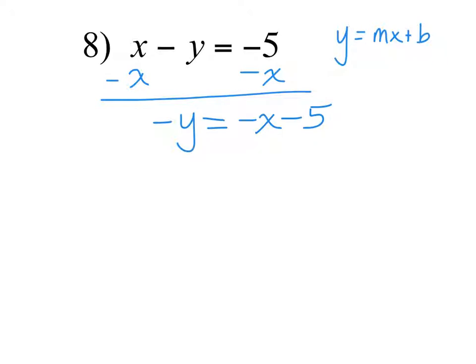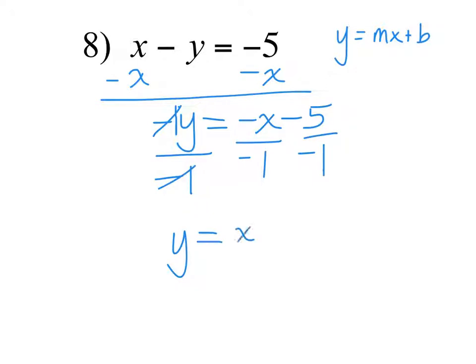Then, as we look at this, is y by itself? Well, no. Technically, there's a 1 in front here. So what I'm going to do is divide this by negative 1, divide that by negative 1, divide that by negative 1. Divide everything by negative 1. Okay? So the negative 1's cancel, and I'm left with y equals, and just an x or an x over 1, either way. And then negative 5 divided by negative 1 is positive 5.